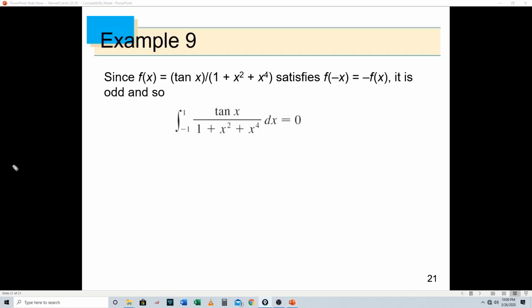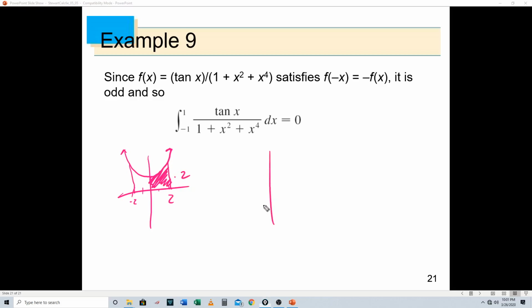So yeah, if it's an even function, that means it mirrors across the y-axis. So if I'm going from negative 2 to 2, this area is the same as that area. So I can just do 2 times this area and be done.